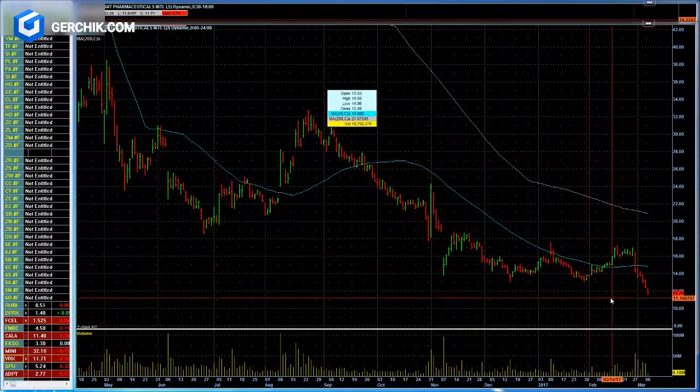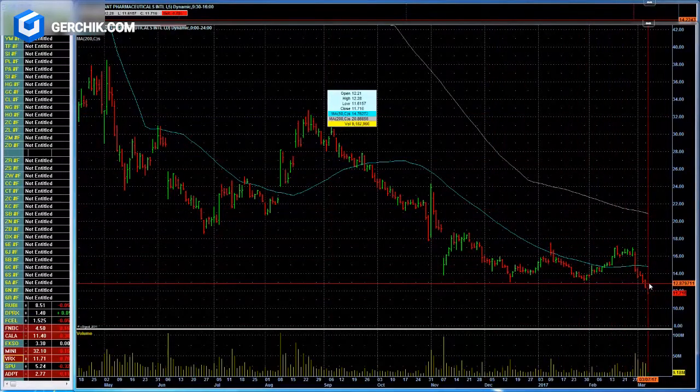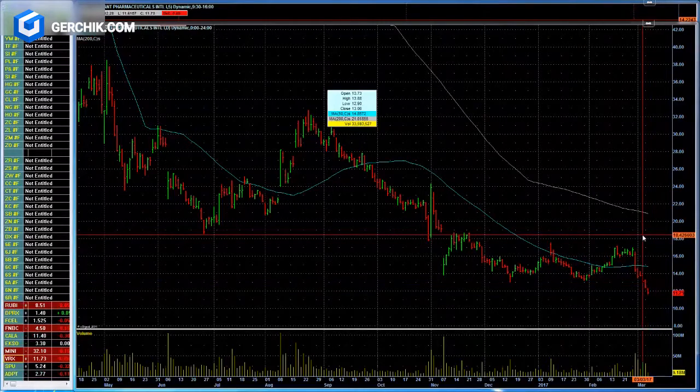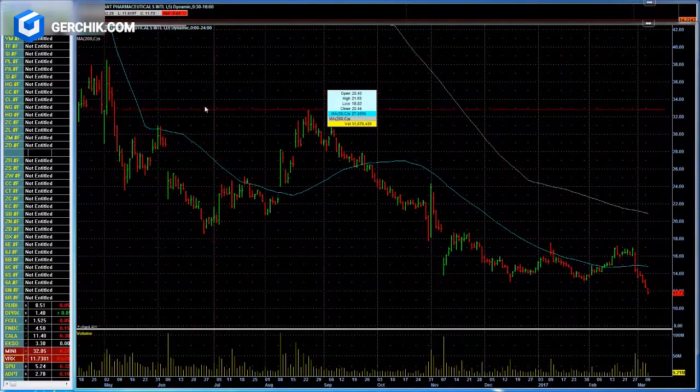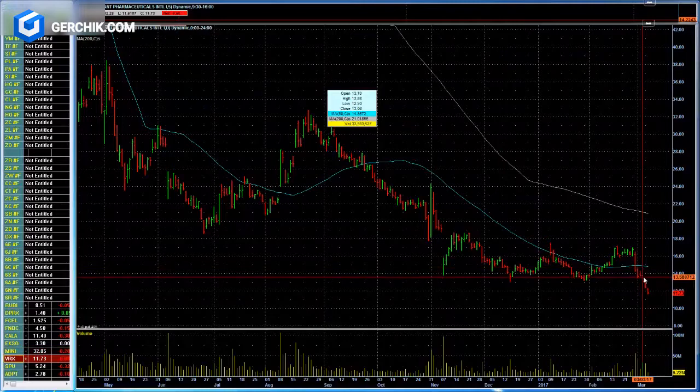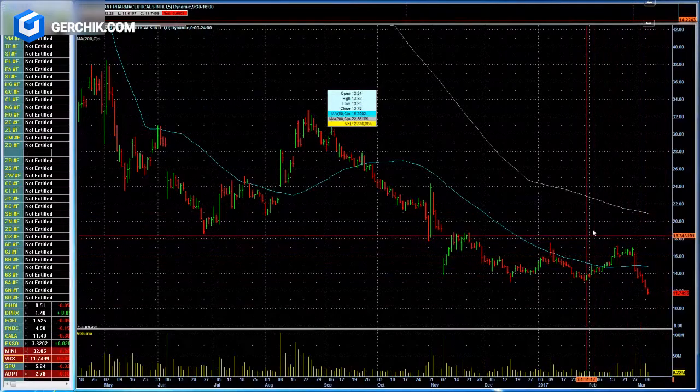Locally, right here in the daily chart, you see that the stock is also breaking to new lows, and nobody is buying the stock. So you have two different trends: a global trend and a local trend. Right here in the big chart, you see the global trend, and here you see the local trend.